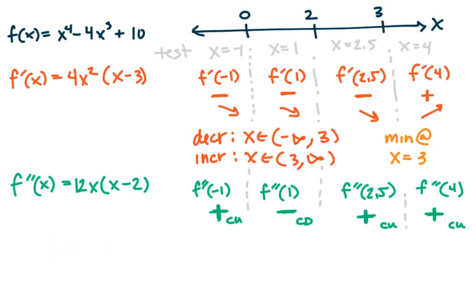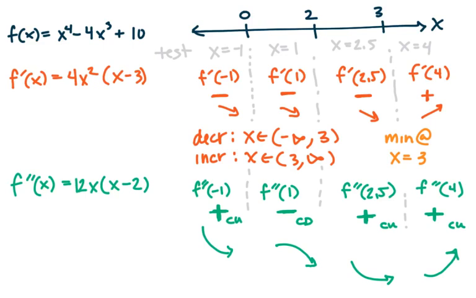So concave up decreasing looks like that. Concave down decreasing, concave up decreasing, and then concave up increasing.